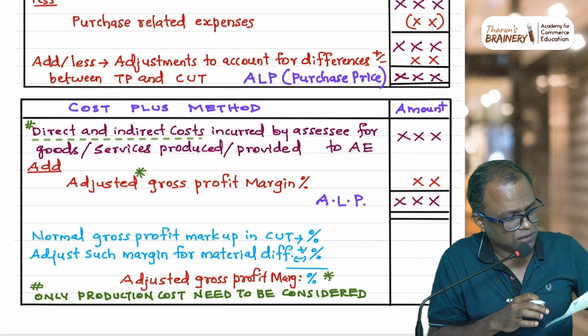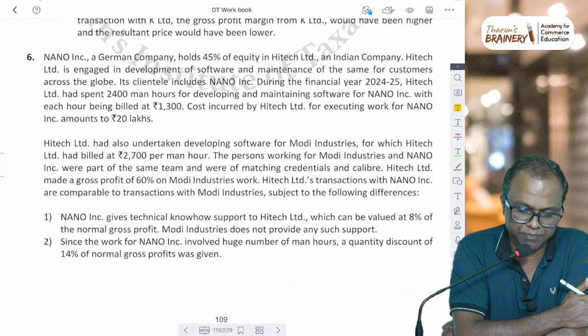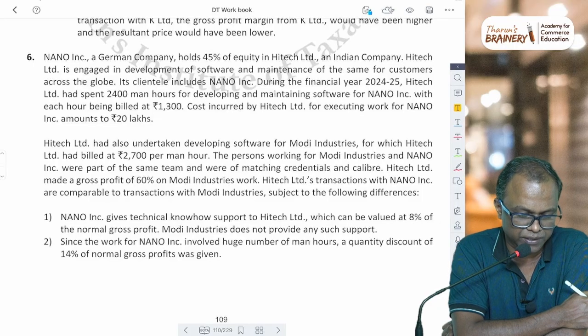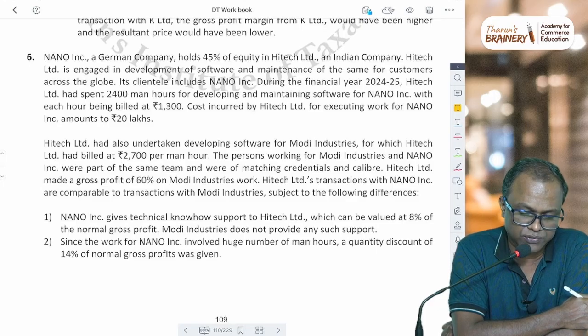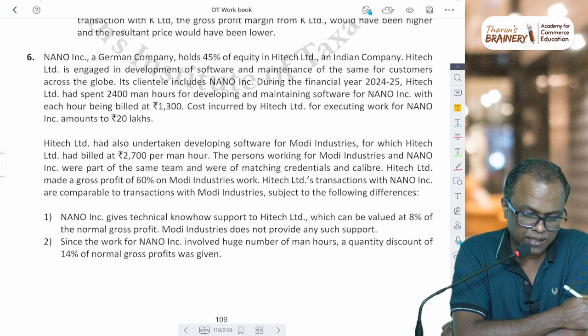Now we can go to the question, the seventh question. Nano Incorporation, a German company, holds 45% of equity in High-Tech Limited, an Indian company. So we can say Nano Incorporation and High-Tech Limited, the Indian company, are AEs, with 45% equity. High-Tech Limited is engaged in development of software and the maintenance of the same for customers across the globe. Its clients include Nano Incorporation. So the AE is also a client. During the financial year 24-25, High-Tech Limited had spent 2,400 man hours for developing and maintaining software for Nano Incorporation, with each hour billed at rupees 1,300.